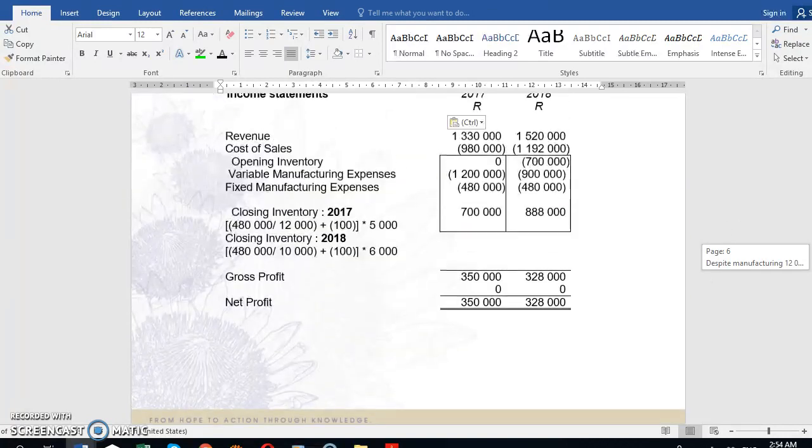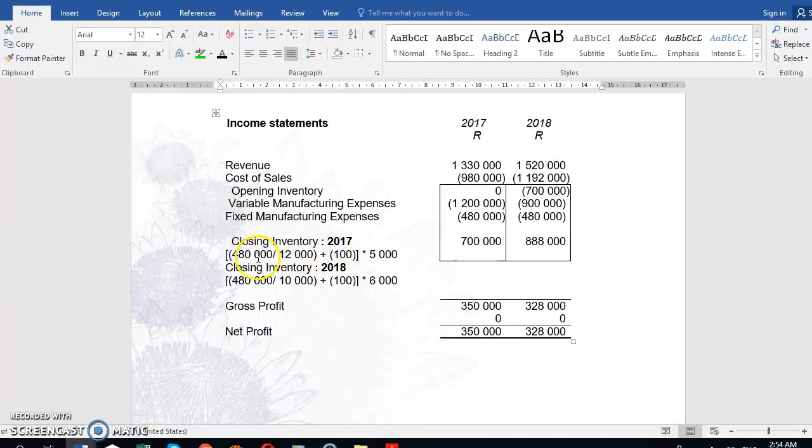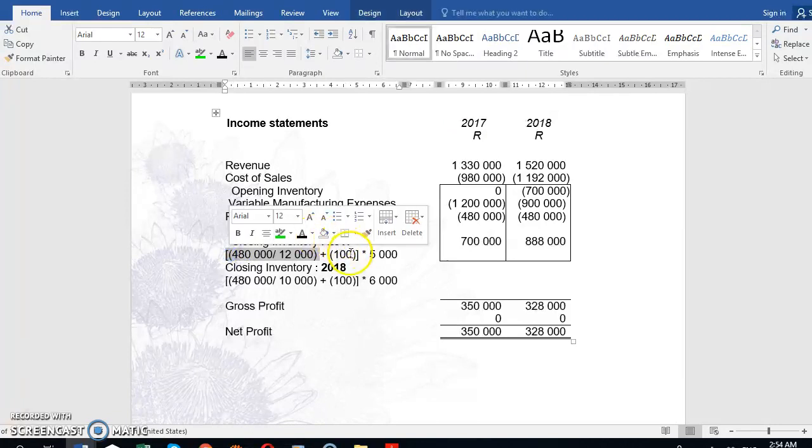And that's why you have this in the memo. 480 divided by 12,000. This gives you the fixed manufacturing overheads per unit. The variable manufacturing overheads is 100. And basically that gets added together. I think that will come to 40 Rand. That's 100, so you effectively have 140. Fixed manufacturing overhead per unit is 40. Variable is 100, that gives you 140. Times by 5,000 gives you 700,000.